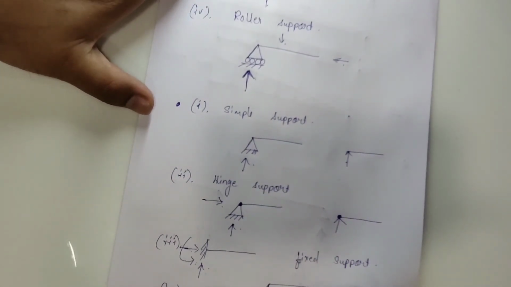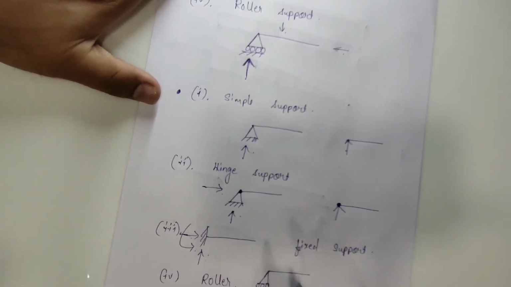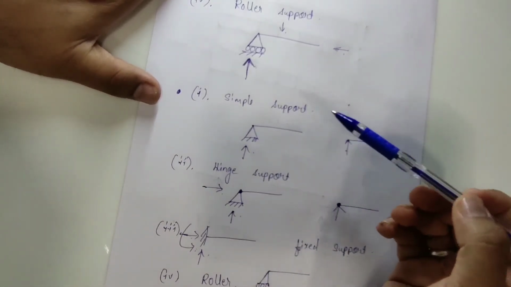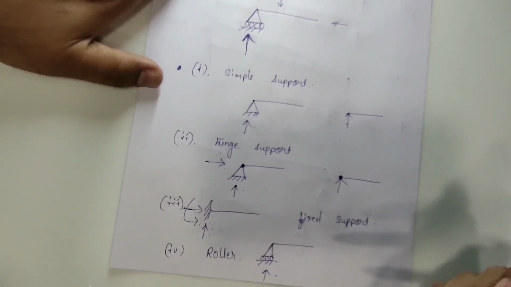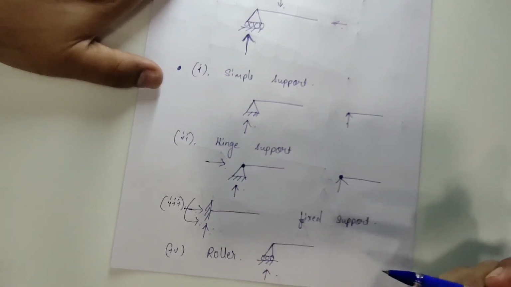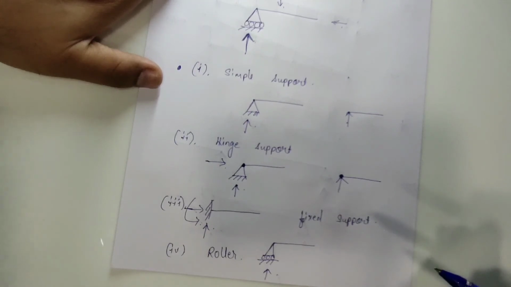So basically I hope you got some idea regarding what types of beams there are, what types of loads there are, and what types of supports there are, because based on that only we are going to solve the examples, how to find the support reactions and how to calculate the moment, that we are going to see in our next tutorial.